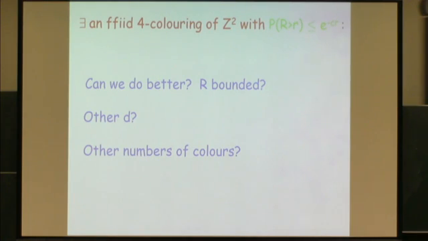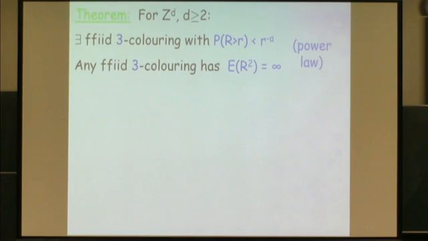So you can do it with some number of colours in any dimension. Yes, very good. So what's the best you can do in terms of number of colours and dimension and tails? Right, so we know most of the answers to this. Let's look at Z^d in 2 or more dimensions. So let's look at 3 colours. Can you do 3 colours? The answer is yes, you can.